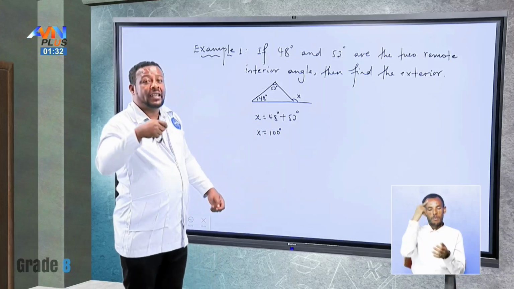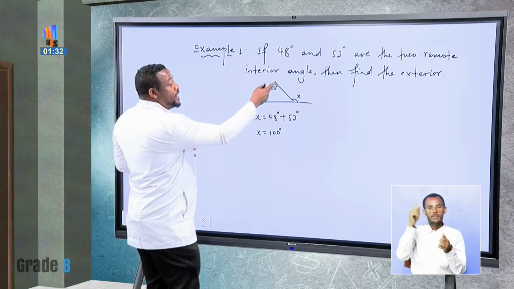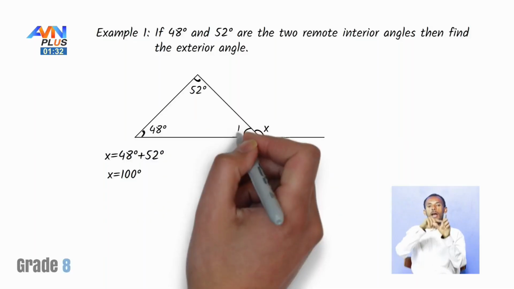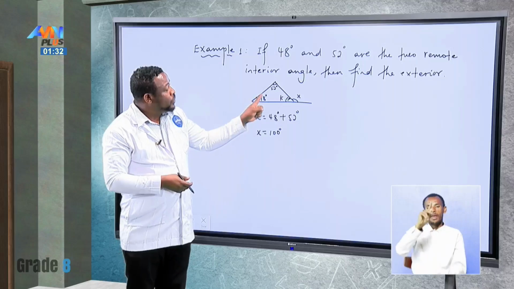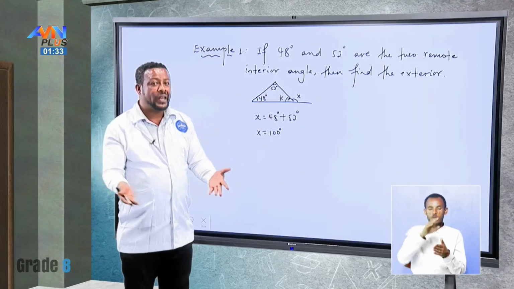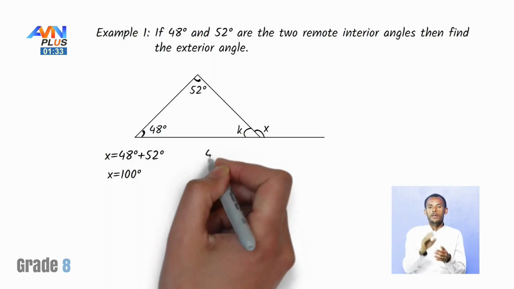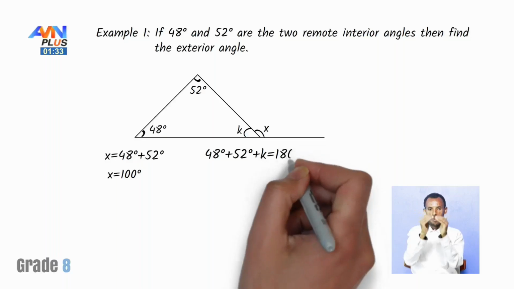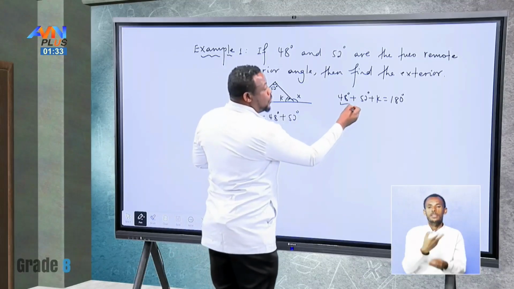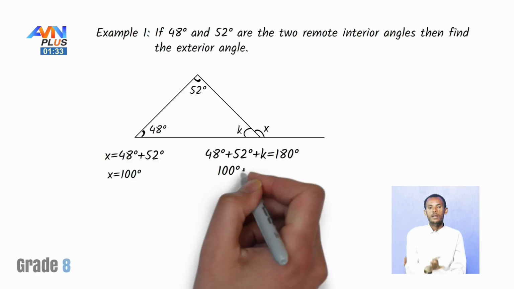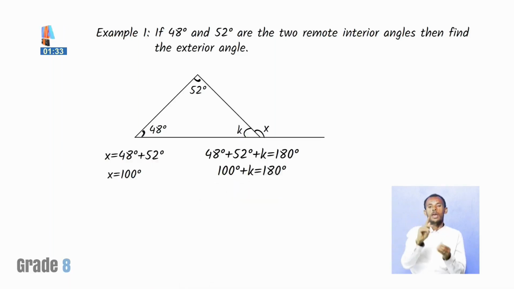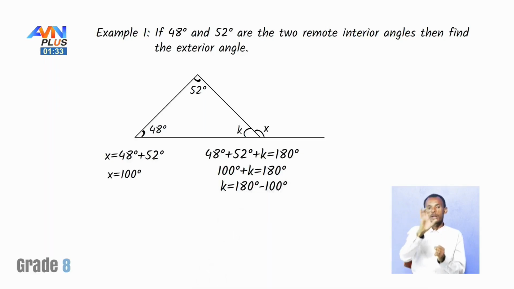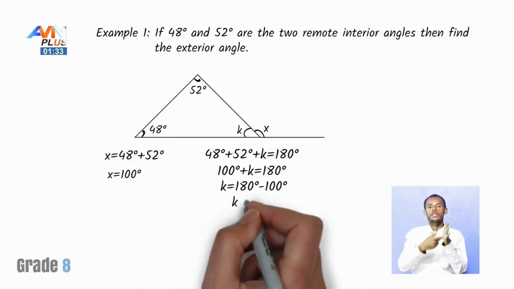If you remember, in the first theorem, we said that the sum of the interior angles of a triangle is 180 degrees. Say this is angle K. These three should be 180 degrees. That means 48 degrees plus 52 degrees plus K is 180 degrees, right? So the sum of these two is 100 degrees, plus K equals 180 degrees. So K is 180 degrees minus 100 degrees. That means K is 80 degrees.